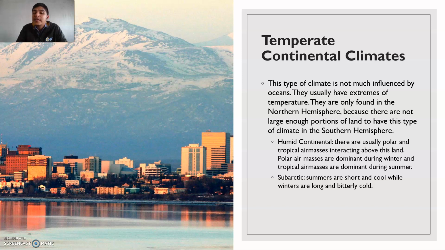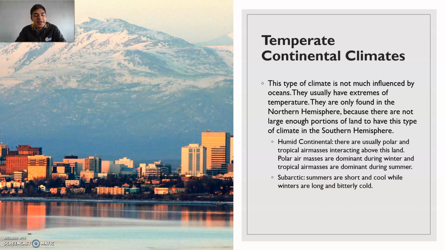There are usually polar and tropical air masses interacting above this land. Polar air masses are dominant during winter, and tropical air masses are dominant during summer. And of course, these air masses largely determine what the climate is going to be like in those regions. Because if there is a big body of cold air, all of the weather in general is going to be pretty cold, while if the body of air is pretty warm, then of course the rest of the weather is going to be warm as well.